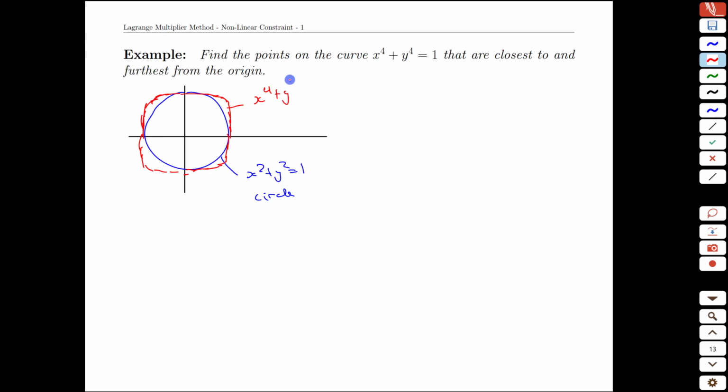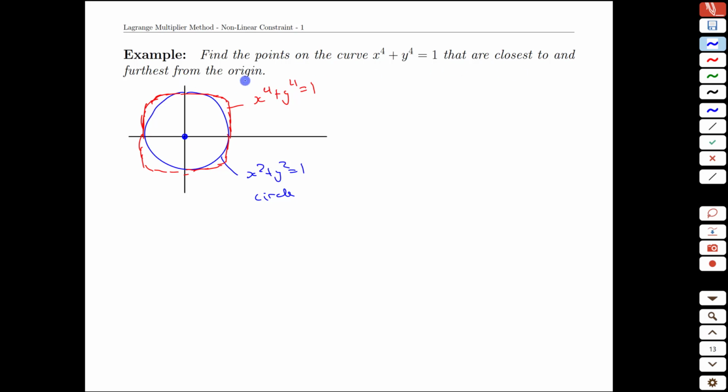x to the fourth plus y to the fourth equals 1. And our goal is to find the points on that curve that are closest to and furthest from the origin, so in the center here. We can pretty quickly see what those points are just from a sketch of the image here. The closest points will be these ones here along the axis, and the furthest out we can get are going to be in the corners, but we should also be able to validate that with our Lagrange multiplier calculations.